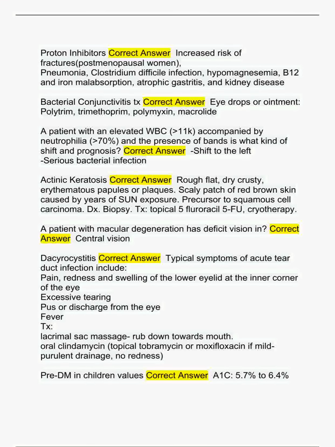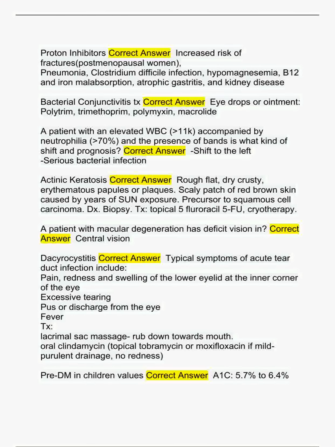A patient with macular degeneration has deficit vision in? Correct answer, central vision. Dacryocystitis. Correct answer, typical symptoms of acute tear duct infection include pain, redness, and swelling of the lower eyelid at the inner corner of the eye, excessive tearing, pus or discharge from the eye, fever.